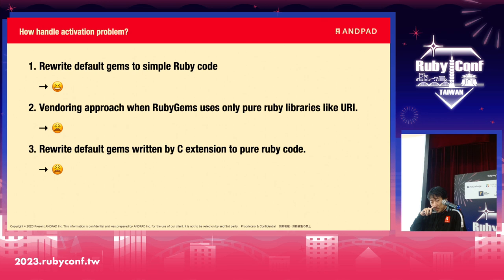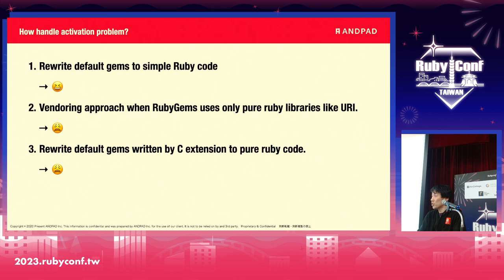So what's the RubyGems approach? Firstly, remove conflicting libraries such as the default gems from RubyGems and Bundler, and rewrite simple Ruby code instead of default gems. So we've rewritten the mutex_m module with pure Ruby code this year. Secondly, adopt the vendoring approach. RubyGems and Bundler already have some libraries such as URI and FileUtils, or net-smtp and other stuff, in their repository.